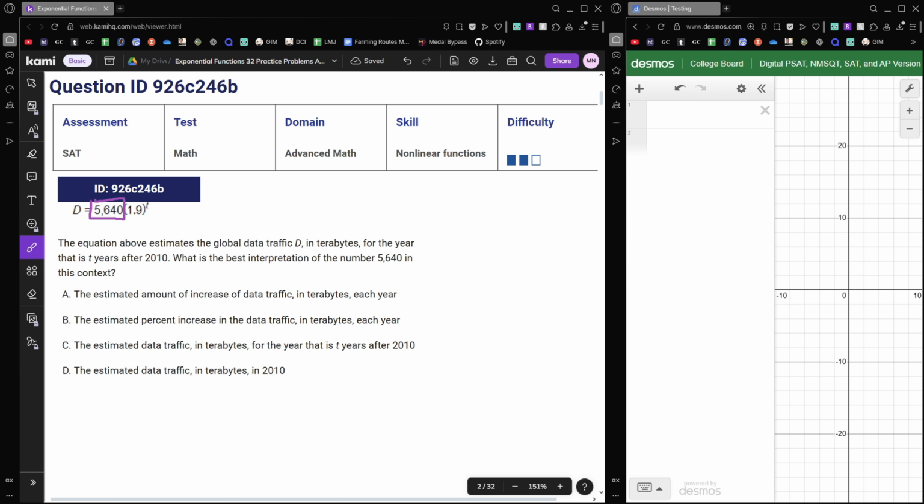So now let's look at our answer choices. A. The estimated amount of increase of data traffic. It's not the amount of increase, so that would be it. B. The estimated percent increase in the data traffic. It's not the percent increase. C. The estimated data traffic in terabytes for the year that is T years after 2010. It's not going to be the year that is T years after. It's going to be the amount that was in the initial year. D. The estimated data traffic in terabytes in 2010. So here 2010 would be the initial year, so D would be our answer.